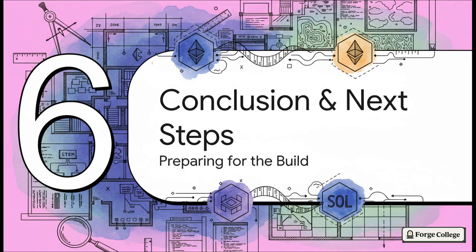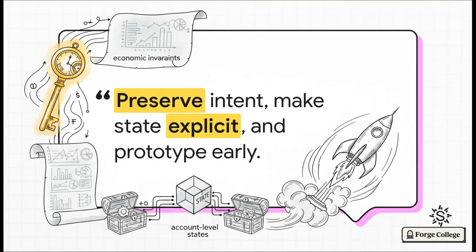Section 6. Conclusion and next steps. Let's wrap this up. If you remember absolutely nothing else from this explainer today, please let it be this quote: Preserve intent, make state explicit, and prototype early. That right there is your golden rule. Burn those 3 principles into your brain.